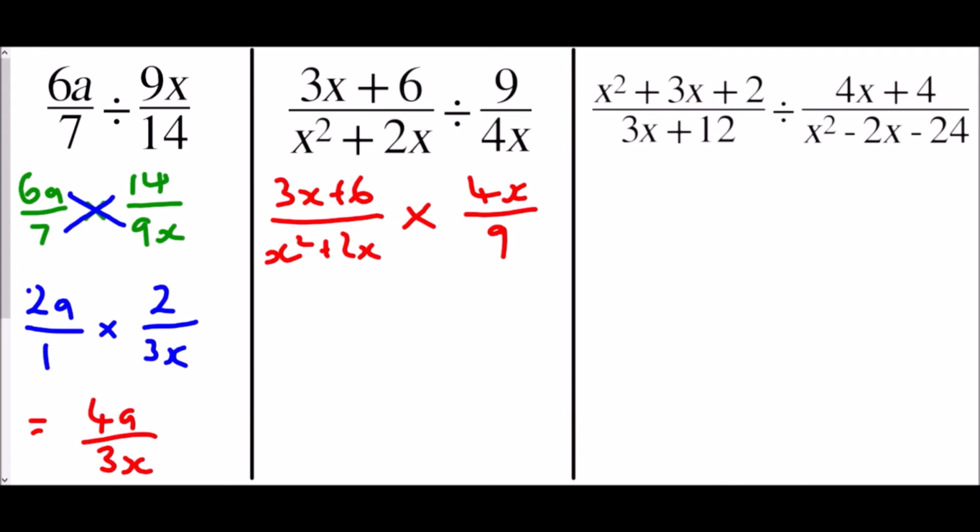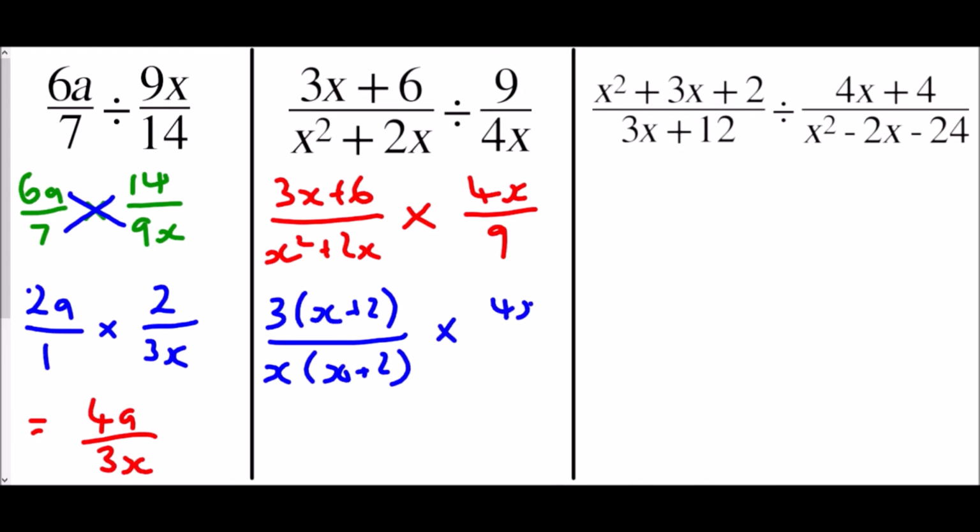And then what should we do? Well, we'll look to factorise, because we need to find some common factors. So if I factorise 3x plus 6, well, that gives me 3 brackets x plus 2. And if I factorise x squared plus 2x, well, that would give me x brackets x plus 2. And I would multiply that by 4x over 9. Now in this case, the first thing we can do is we can say, well, we have a common factor of x plus 2 in the first fraction, so we can cancel that out straight away.